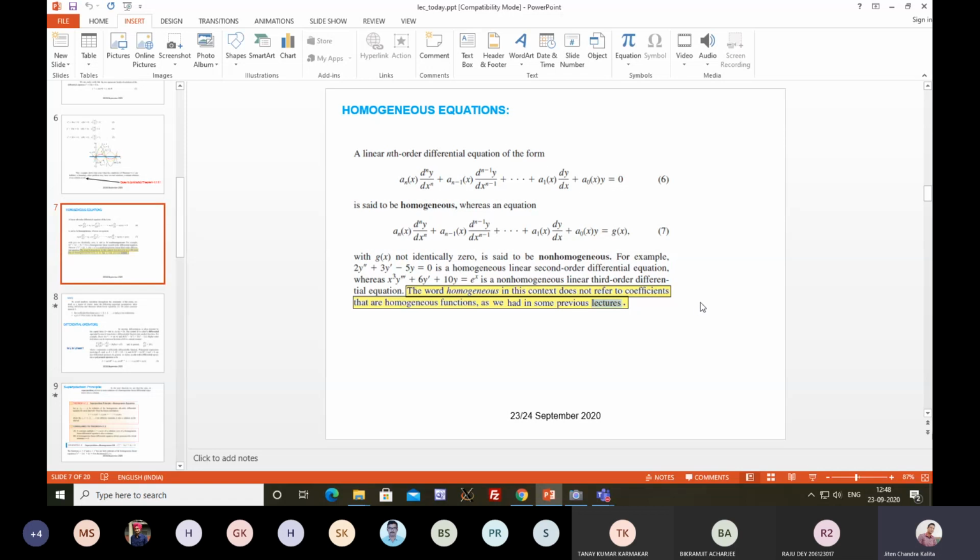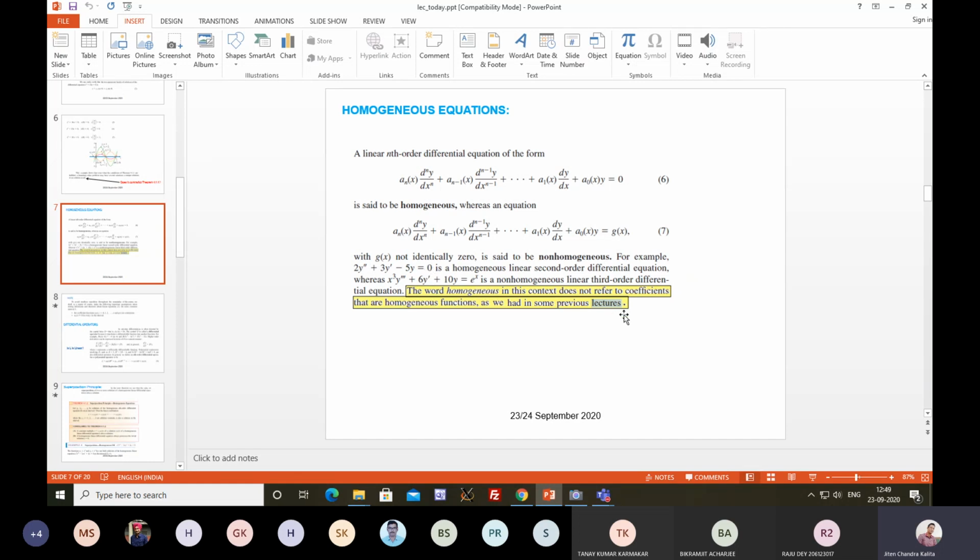If you look at the slide, I was discussing equation number 7. Now in equation 7, if you plug in the right hand side to be equal to 0, then the resulting differential equation we say is a homogeneous equation. And in case g(x) is not equal to 0, we say that it is a non-homogeneous or inhomogeneous equation. There are 2 examples given here, and this is pretty straightforward.